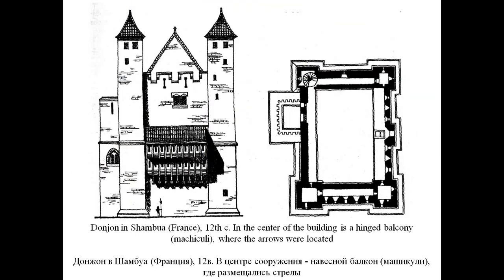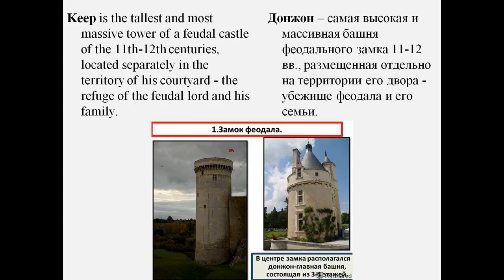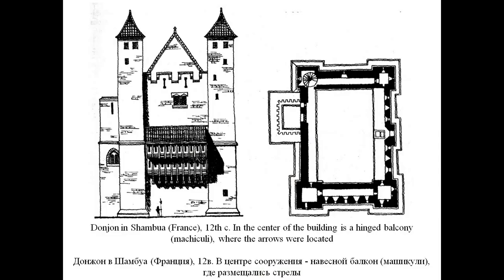Another new term for us is donjon. So what is a donjon, or keep? A keep is the tallest and most massive tower of a feudal castle of the 11th and 12th centuries, located separately in the territory of the courtyard, the refuge of the feudal lord and his family. In this slide we can see the keep's plan, and in the center of the building is a hanged balcony where the arrows were located.